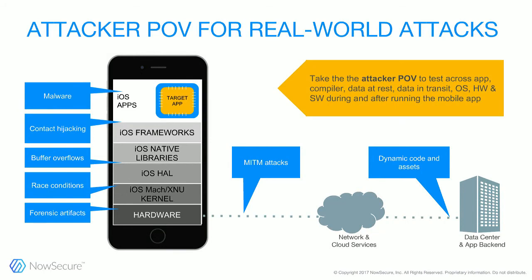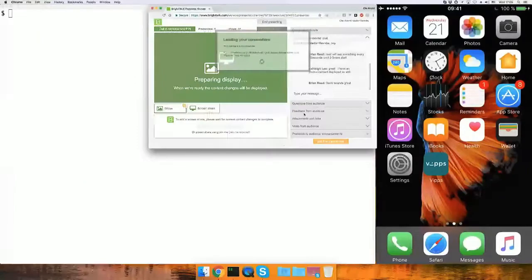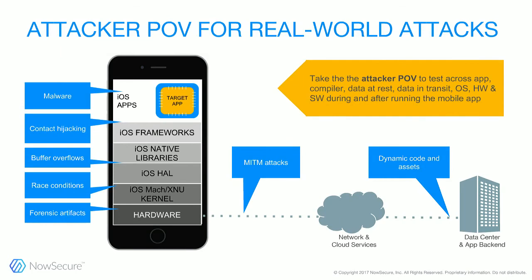So this is the attacker perspective from a real-world perspective. When we look at the real-world side of things, we have the application itself sitting on the OS. We have the frameworks. This is just an iOS example. We have the frameworks that the application uses from the operating system, the native libraries that Apple implemented to support those frameworks and interface with, for example, the hardware abstraction layer, how the device ultimately renders things to the screen. You can look at the Mach kernel and then ultimately the hardware.